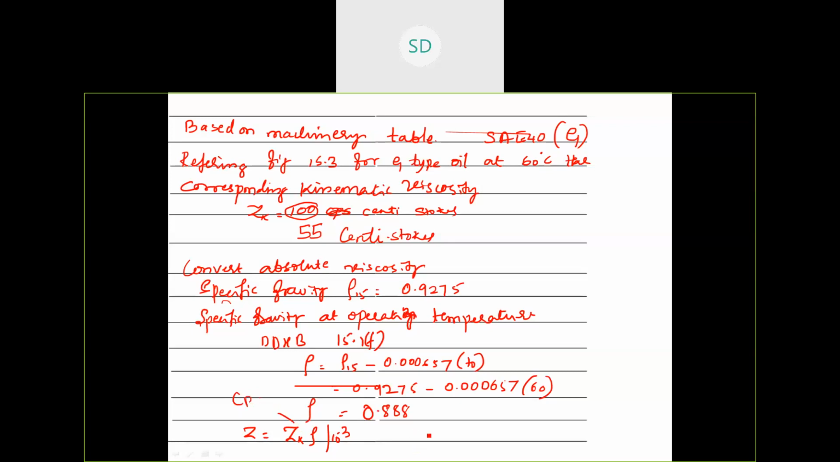Now, if the value of kinematic viscosity is in terms of centi-Stokes, this value is in terms of centi-Stokes, and this value is in terms of centipoise. So to get this one, you just multiply by 10 to the power of minus 6. Now how much are you going to get?